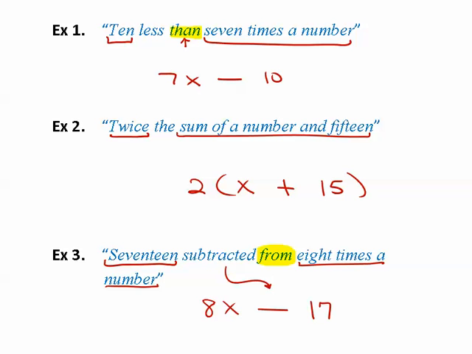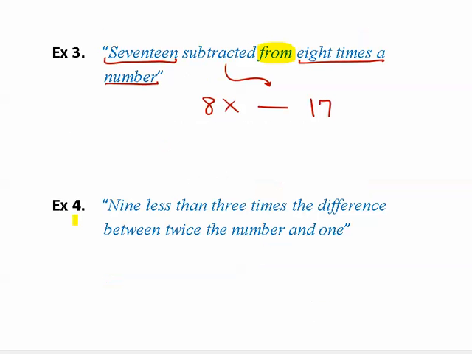Alright, so let's go ahead and take a look at a few more examples here. In number 4, it says 9 less than 3 times the difference between twice the number and 1. Well, 9 less than, here's the keyword than, and notice 9 comes first as we're reading this, so less than will change the order. Less than means to subtract, so there's the less than portion. The 9 has to move to the end. So what is it less than? It's less than 3 times the difference between twice the number and 1.